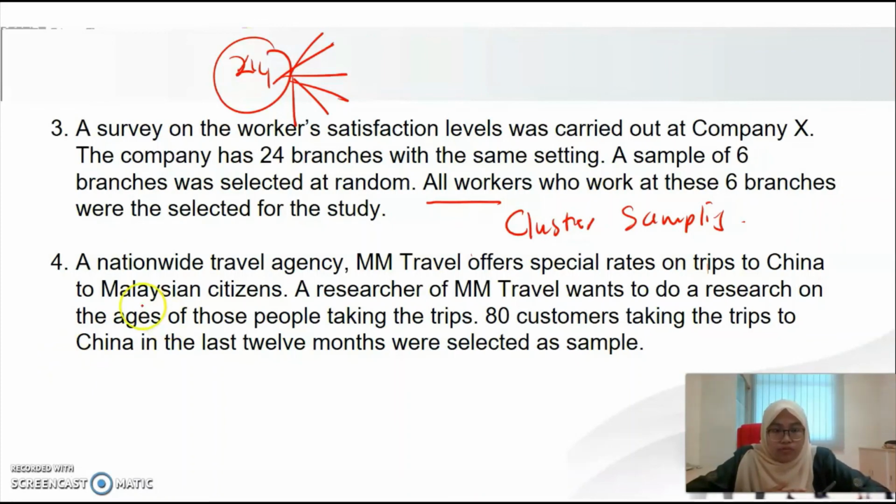So for question number 4, this is simple random sampling, because we just randomly pick a few samples from the list. We have the list of the people taking the trips to China, and then from that list, we just randomly pick 80 samples.